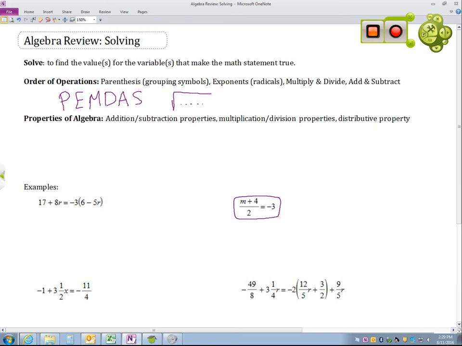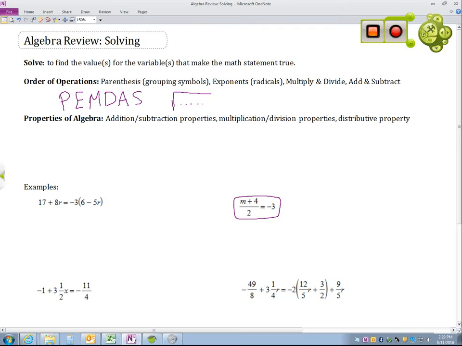Okay, and then exponents. Radicals are also exponents. We won't do too much of this year, but as you move into Algebra 2, you'll start seeing roots expressed as fractional exponents. So the square root of a number is the same thing as that number raised to the 1/2 power. So exponents and radicals go together, and again, we're not going to have a ton of those. Multiplying and dividing go together from left to right, not multiply first and then divide. And then same thing with addition and subtraction. Those two are grouped together, and we move from left to right with those.